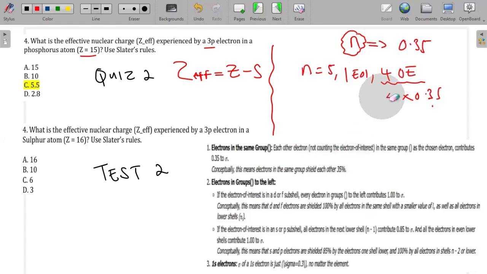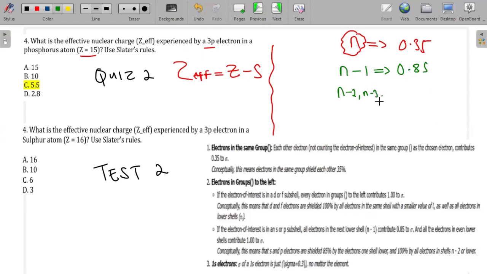Okay, that's how we are going to be finding the shielding effect that the electrons in the same energy level as the electron of interest are contributing. What about those in a lower energy level, let's say energy level N minus 1? Those are going to be contributing 0.85. And then those in even lower energy levels, meaning N minus 2, N minus 3, and so on, are going to be contributing 1 to the shielding effect.